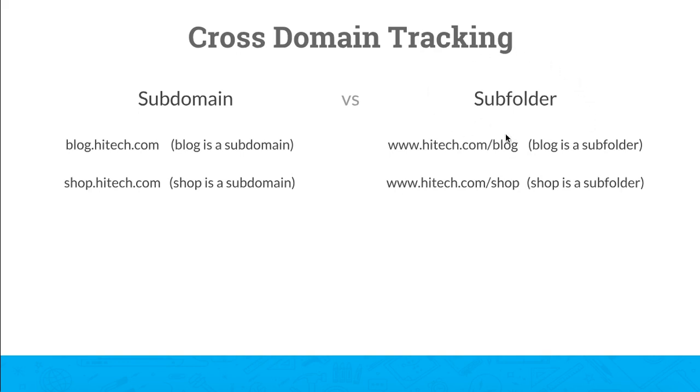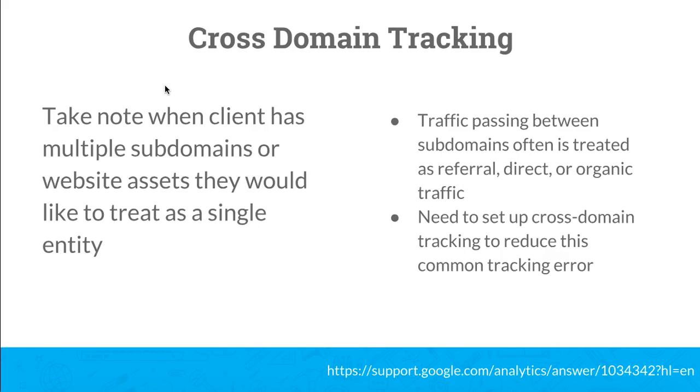So if this is how your website is set up, cross-domain tracking isn't necessarily something you need to worry too much about. However, if your site is set up with subdomains, or if you have multiple domains that all operate under the same company umbrella, this is something you'll really want to set up. Because Google Analytics sees subdomains and other domains as separate from your actual domain, you want to make sure that you're getting credit for what's happening on those subdomains or those different domains. They should be treated as a single entity.